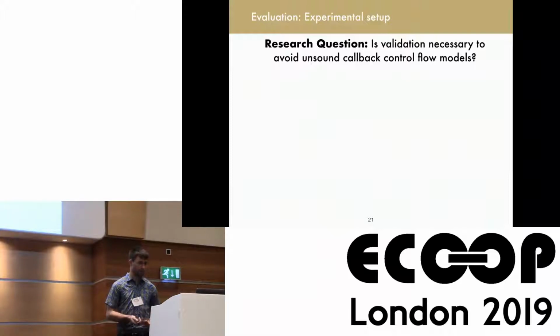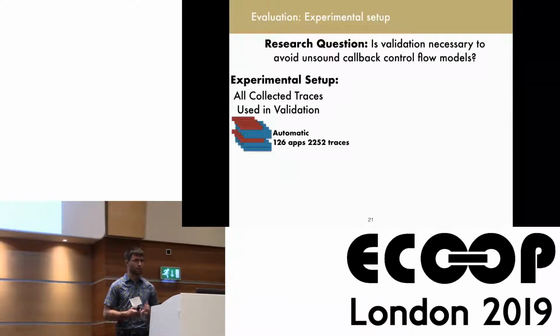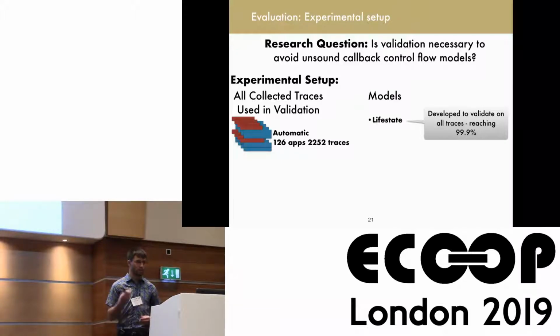So the final research question is: is validation necessary to avoid unsound callback control flow models? For this, we took all of the traces that we gathered in the previous experiments. With Lifestate, we developed this model while doing this validation and checking that we're not admitting rules that are unsound. And so we validate on 99.9% of these traces in that case.